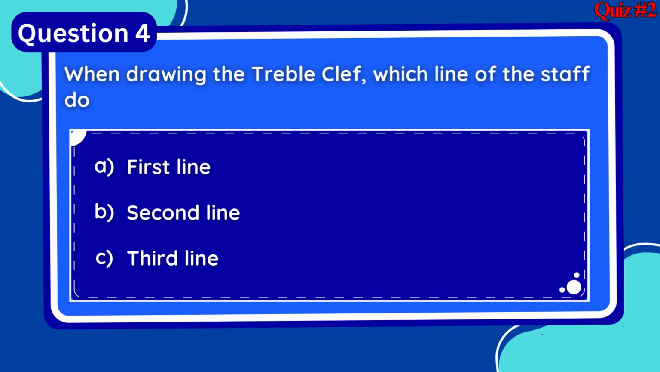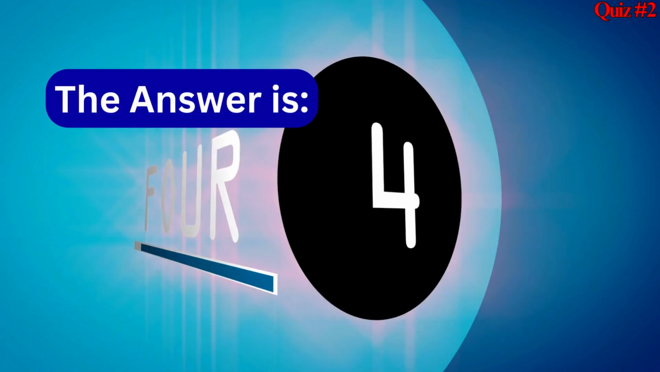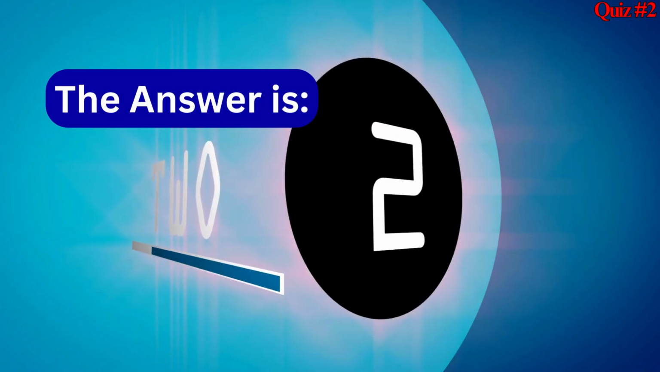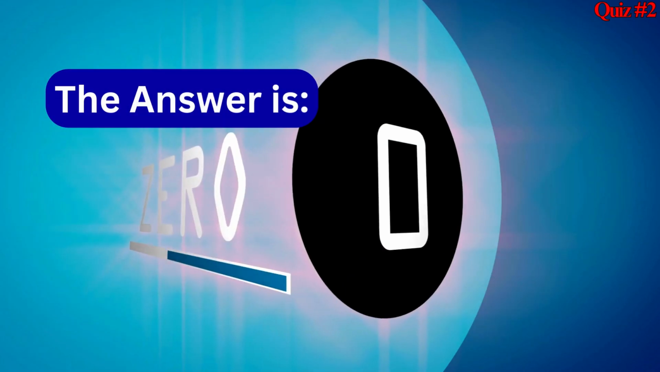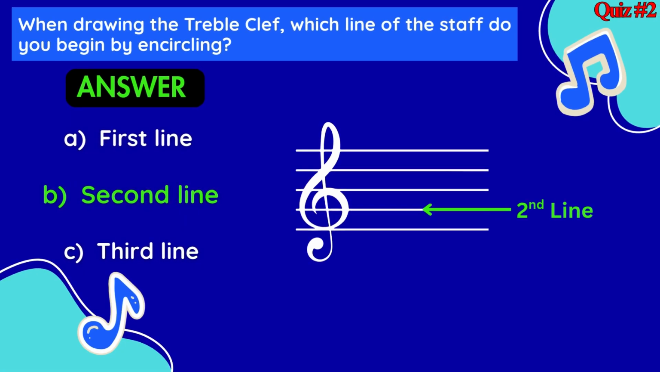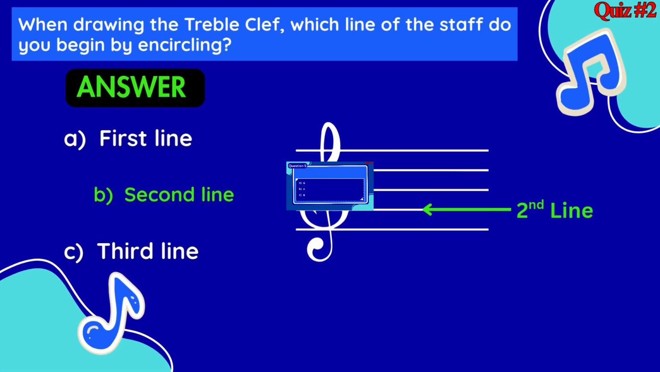Question 4. When drawing the treble clef, which line of the staff do you begin by encircling? A. The first line, B. The second line, or C. The third line? And the answer is B. The second line.